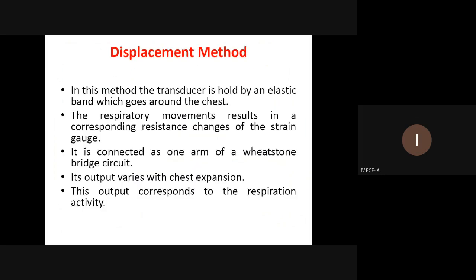In the displacement method, the transducer is held by an elastic band which goes around the chest. The respiratory movement results in a corresponding resistance change of the strain gauge. It is connected as one arm of the Wheatstone bridge circuit, and it varies with the chest expansion.